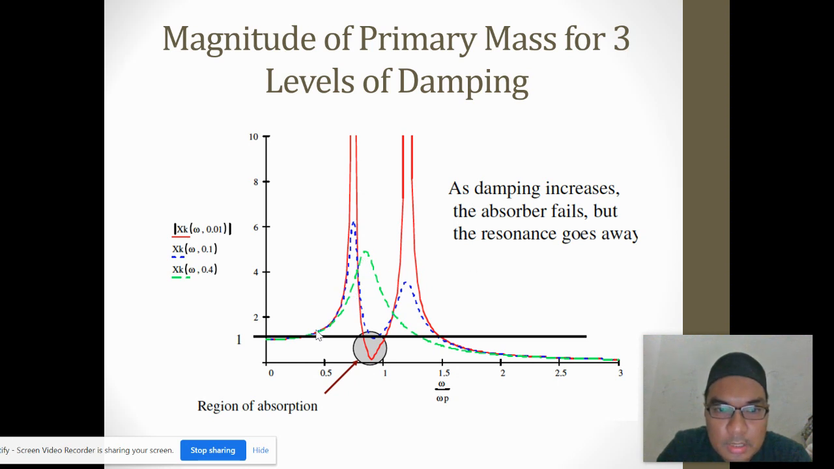So let's say you have this amplitude of no DVA, and you add the damping, so it just remains at the operating frequency, but with a reduced amplitude. But of course the function of the DVA will be eliminated. As the damping increases, the absorber will fail, but the resonance will go away. There's no resonance of these two, but the function of the DVA will be spoiled.